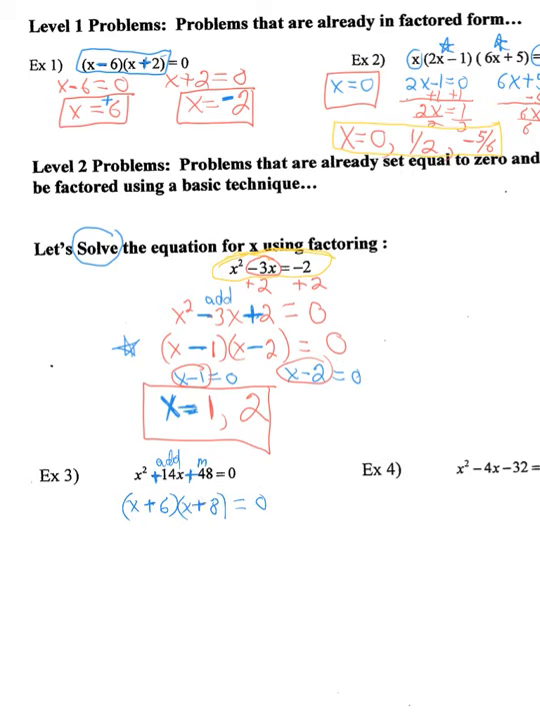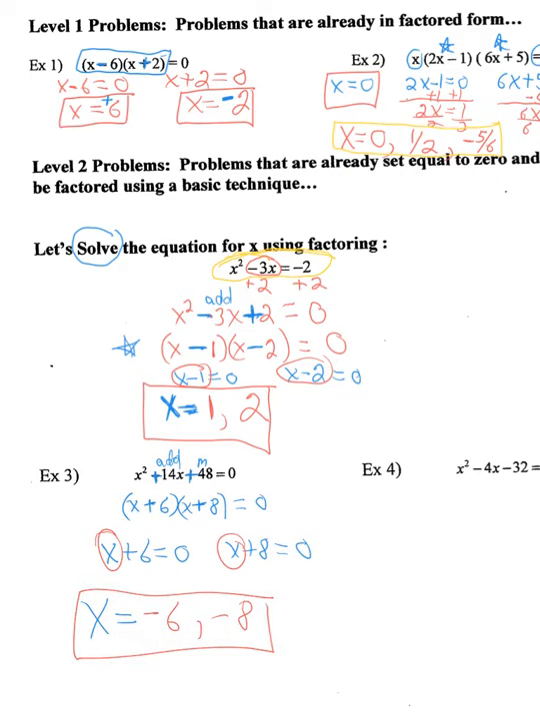Now, I factored. Next step, use the zero product property. So that means x plus 6 equals 0, x plus 8 equals 0. Last step, solve for x in each expression. So here I need a negative 6. Here I need a negative 8. And there's my answers.